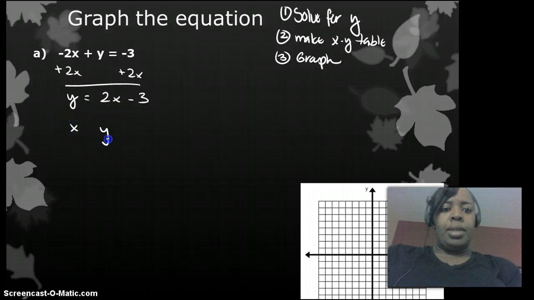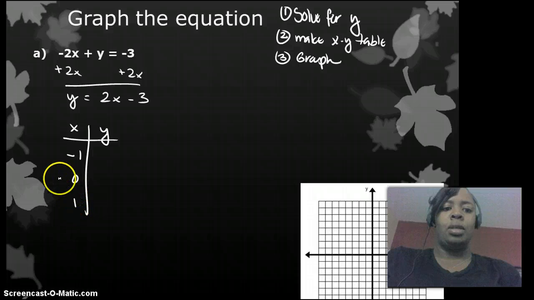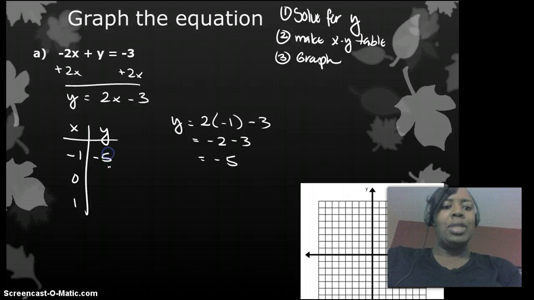I'm going to make my xy table because that's step 2 of my list now that y is by itself. And my go-to numbers are always going to be -1, 0, and 1. Why? Because I get something on the negative side. I always want to work with 0 because it's easy, and 1 is also kind of user-friendly. So from here, you're just going to plug in the values that you just found. So -1 for x: 2 times -1 is -2, minus 3 equals -5. So now instead of just looking at this as an input-output table, I'm looking at this as a coordinate, -1, -5. And you'll plot that on your graphs.